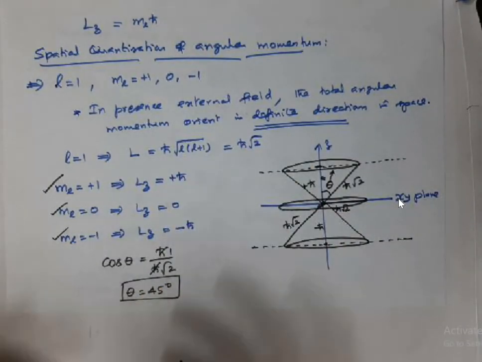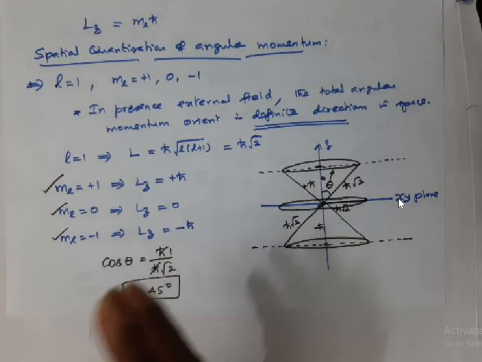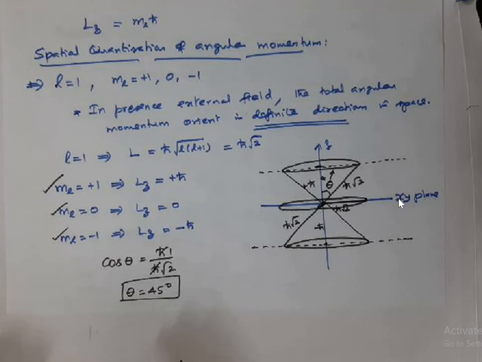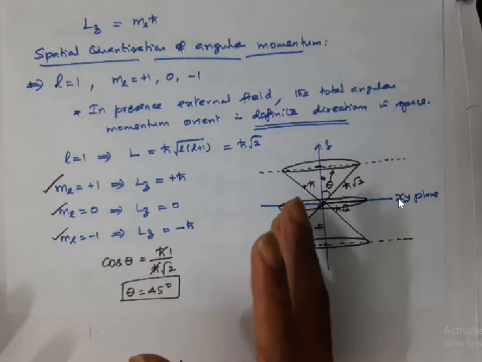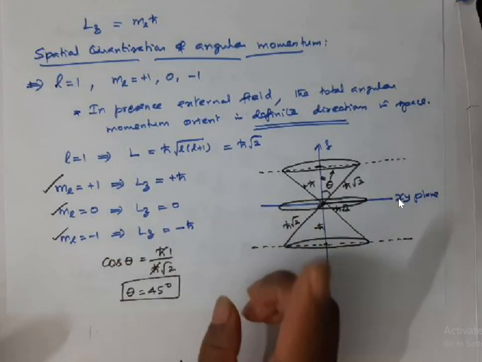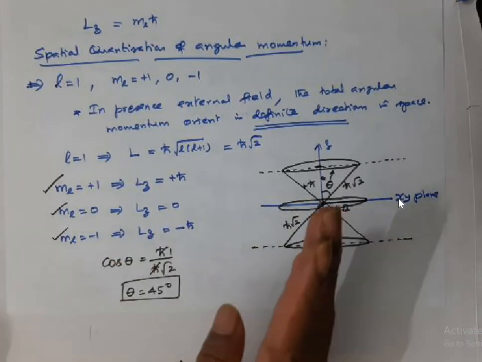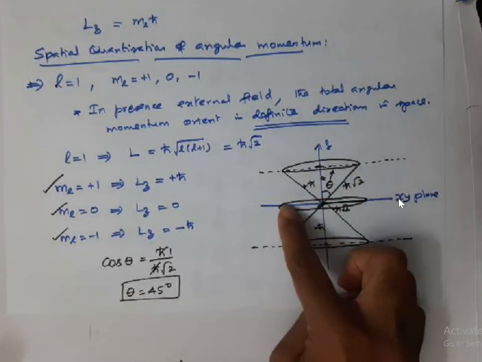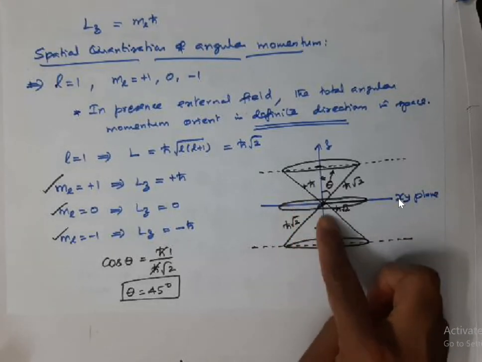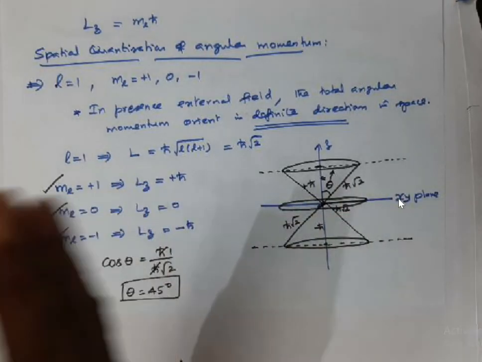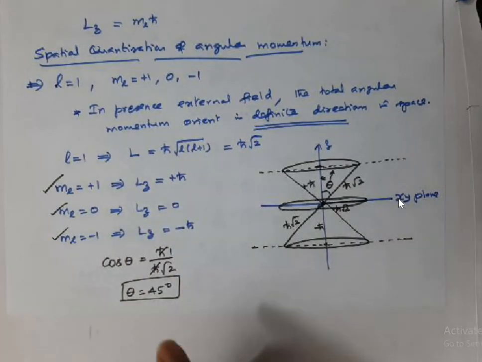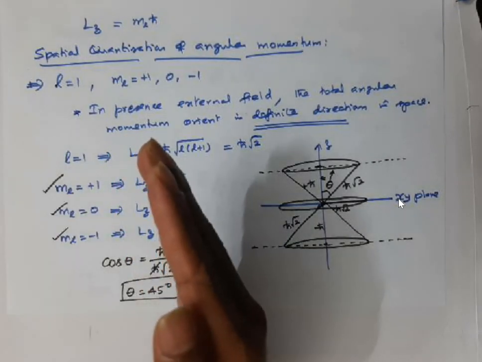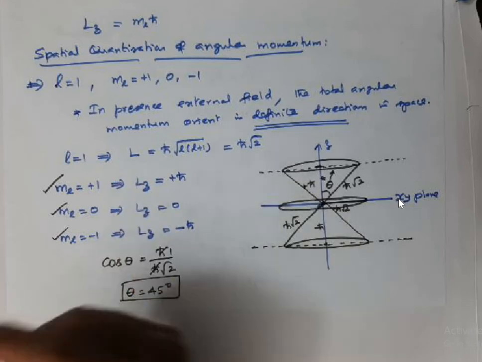You may ask a question: what will happen if the field is suddenly stopped, removed or switched off? The angular momentum does not precess. It will exist anywhere on these three orientations. Either it may be present on the upward cone, or on the circular plate, or on the downward cone, anywhere. But it will not precess, it will remain silent. That is the position of the total angular momentum in the absence of an external field.